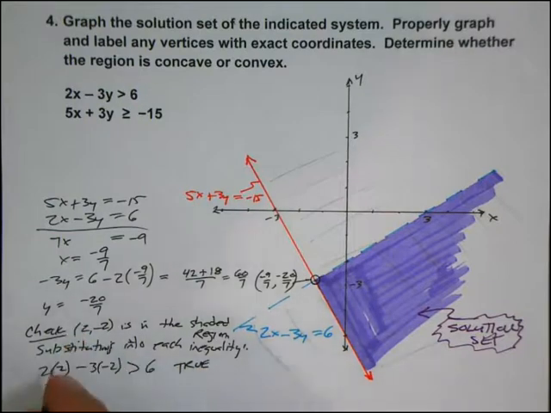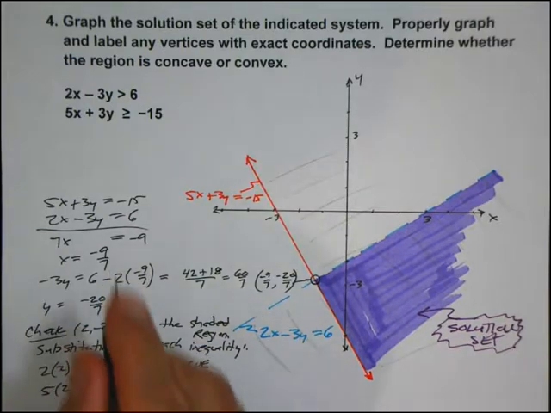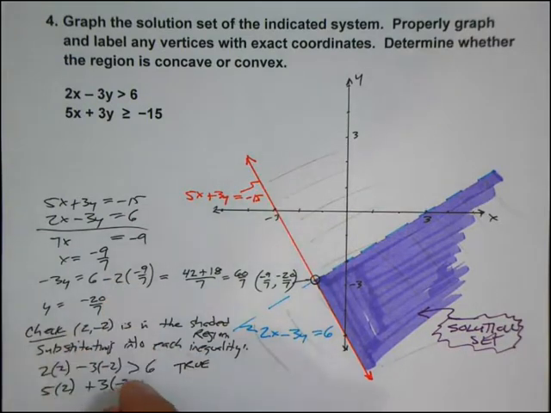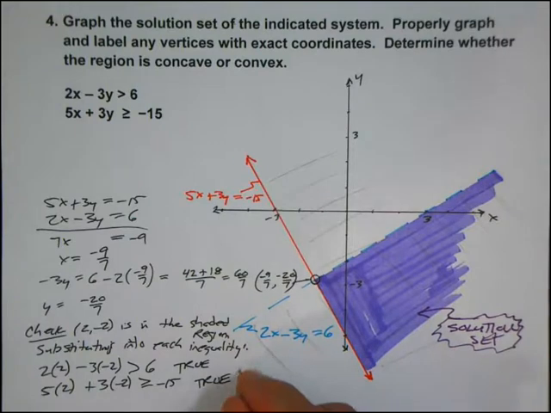Okay, second inequality. 5 times the x, which is 2, plus 3 times the y, which is negative 2, greater than or equal to negative 15. 10, subtract 6, we're at 4. How about 4 being greater than or equal to negative 15? True. Okay. Looks like this solution set passes at least some sort of a check.